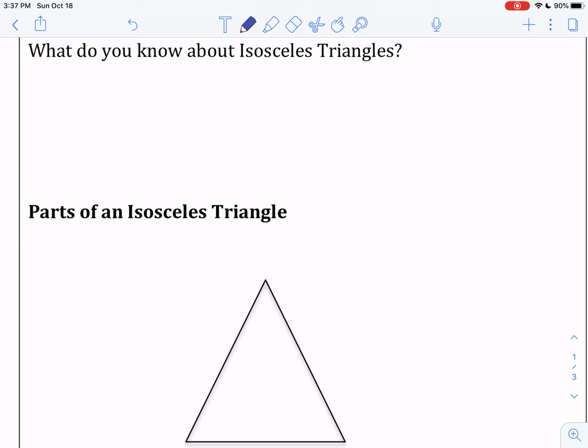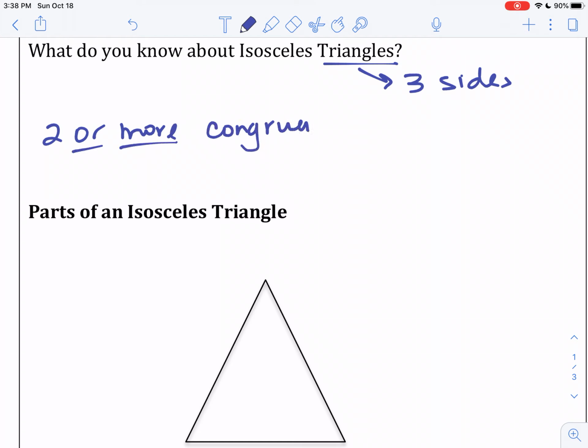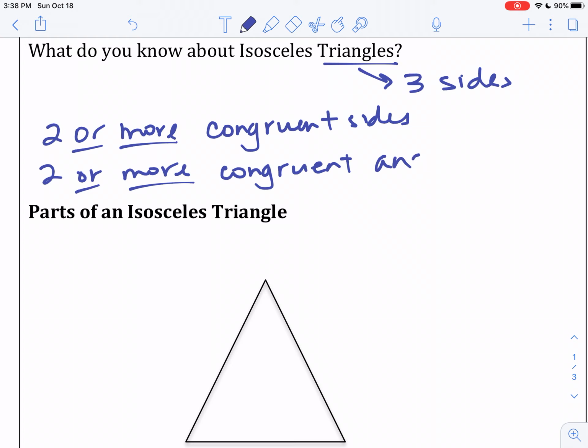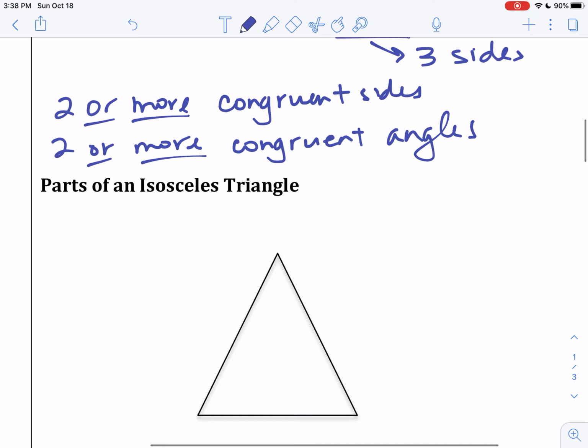All right, hopefully you had a chance to pause the video here. An isosceles triangle, since it's a triangle, we know we have 3 sides. And because it's isosceles, we need to have 2 or more congruent sides. And we have 2 or more congruent angles. Okay, so our triangle has 3 sides. We know we have 2 or more congruent sides. We know we have 2 or more congruent angles. So let's go ahead and mark that up.